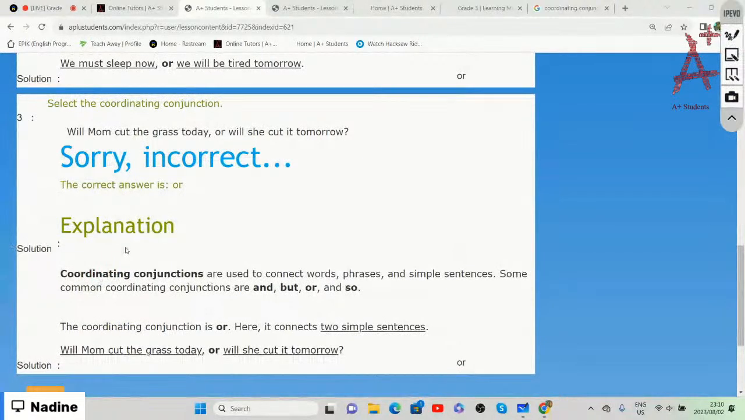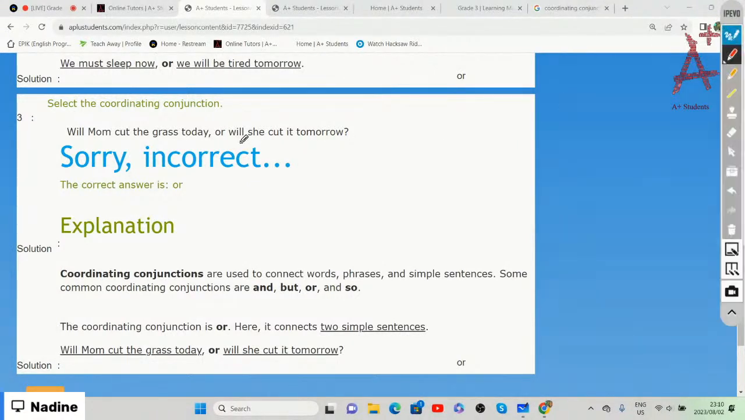All right, the next one is: Will Mom cut the grass today or will she cut it tomorrow? Once again, our coordinating conjunction within the sentence is "or," right? "Or" also joins or connects two simple sentences, which are: Will Mom cut the grass today, and will she cut it tomorrow?